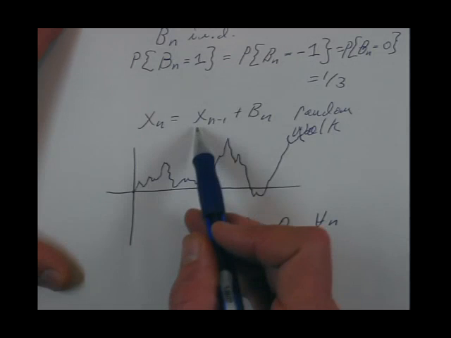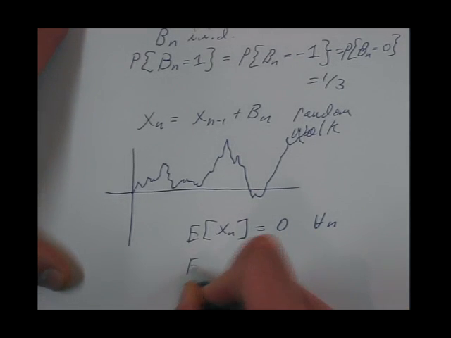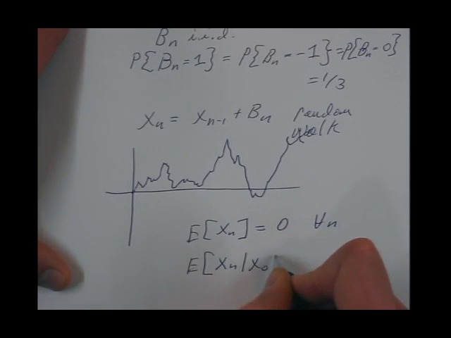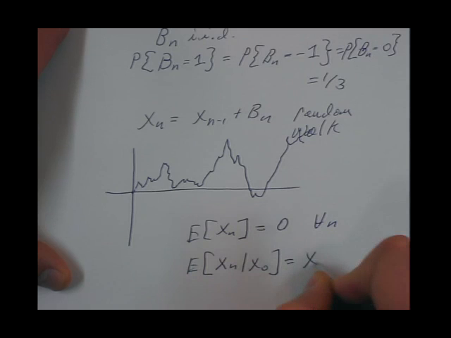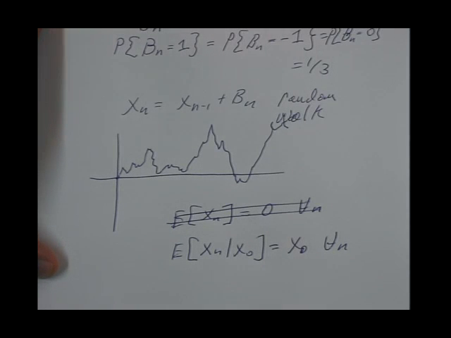Actually, I really should write it more generally like this. The expected value of x sub n given x sub 0 is equal to x sub 0 for all n. That's the more accurate thing. I'm assuming you started off at state 0. So whatever initial state you're in, the expected value of all future states is equal to the initial value. So this is called a martingale, right?